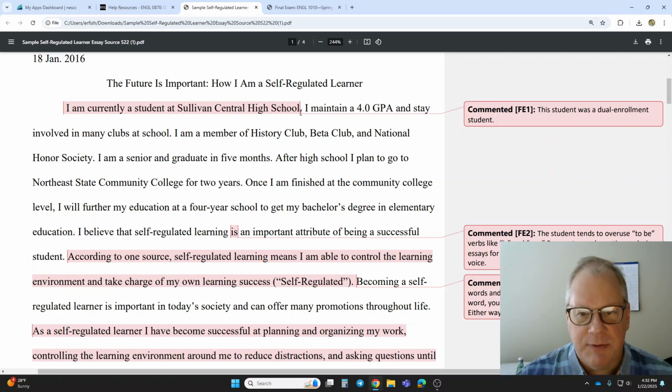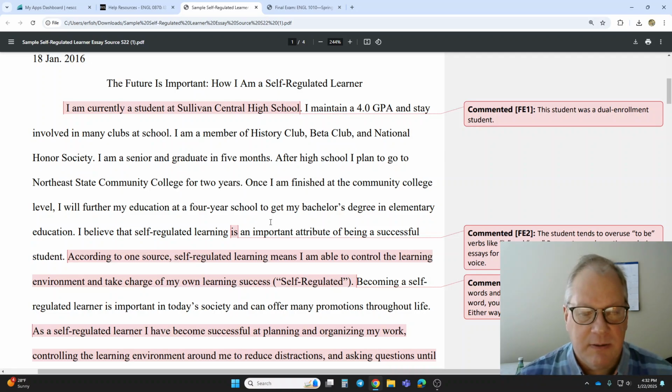I'm currently a student at Sullivan Central High School. I maintain a 4.0 GPA and stay involved in many clubs at school. I'm a member of the History Club, Beta Club, National Honor Society. I'm a senior and I graduate in 5 months. After high school, I plan to go to Northeast State. And she's just kind of telling us, I'm not going to read this thing word for word. You can read faster than I can talk.